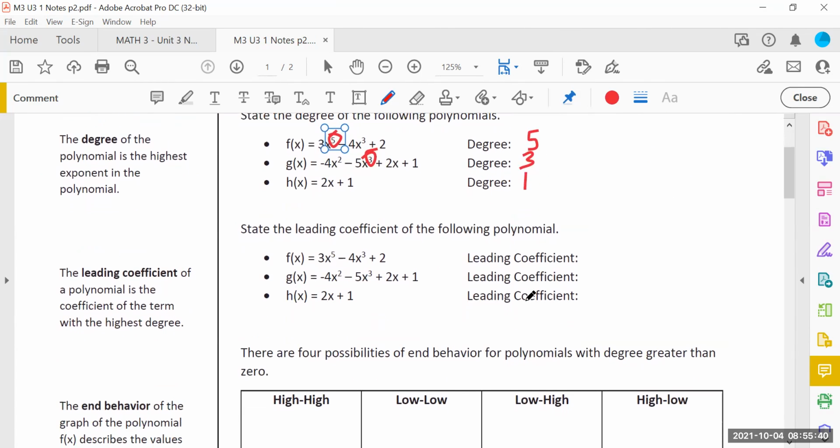The leading coefficient, once you find that degree, find that highest exponent.